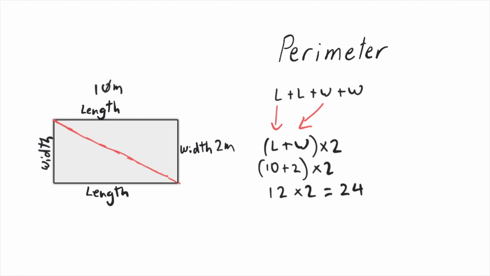That's just one option. If you prefer to add all of those sides together and it works for your processing, do it that way. If you would rather do length plus width times 2, do it that way. These are really just options for you, but that is the perimeter of our rectangle.